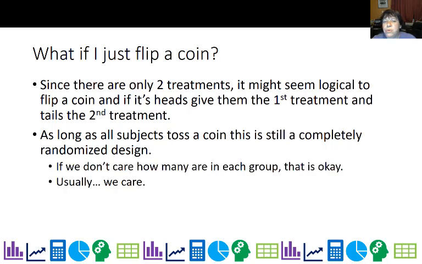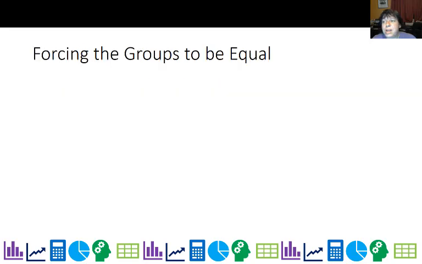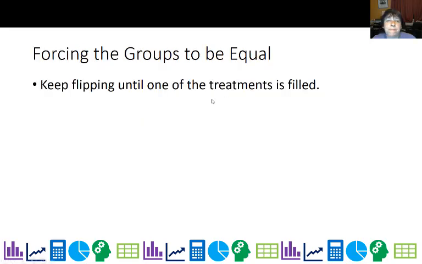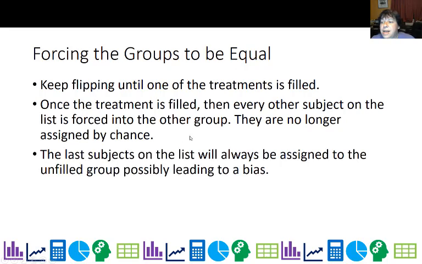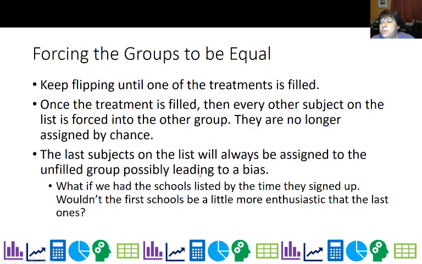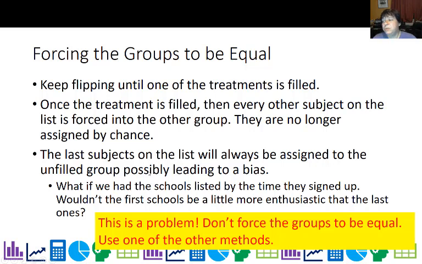All right. So usually we want the groups to be equal. So what happens if we force the groups to be equal? We keep flipping until one of the treatments is filled. Once it's filled, then every other subject on the list is forced into the other group. They are no longer assigned by chance. And the last subjects on the list will almost always be assigned to the unfilled group, leading to a bias. What if we had the schools listed by the time they signed up, when the first schools be a little more enthusiastic? So that might be a source of bias. So this is a problem. We should not force the groups to be equal. We should use one of the other methods.